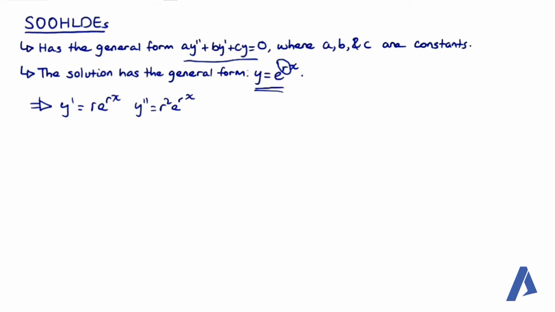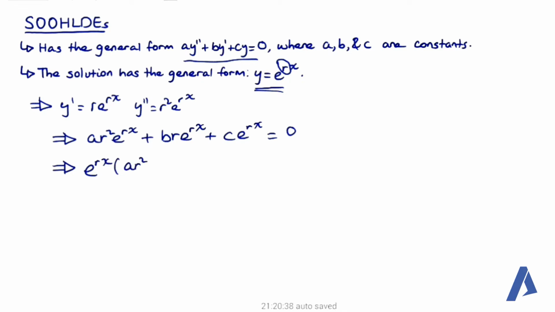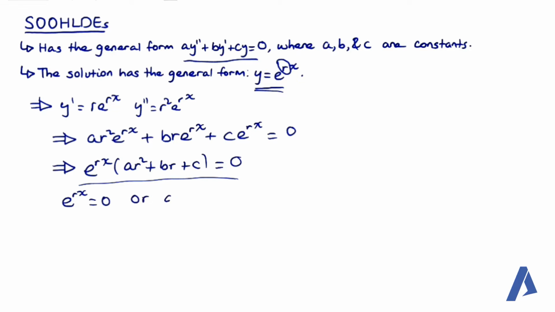Then substitute በማድረግ we can determine r. substitute ስናደርገው ይሄ ይመጣል. then e to the power of rx as a common ብናወጣት ar square plus br plus c is equal to 0 ይመጣል. ስለዚህ from this ሁለት አማራጮች ነው ያሉን. e to the power of rx is equal to 0 or the second term which is ar square plus br plus c is equal to 0 ነው ያለን.